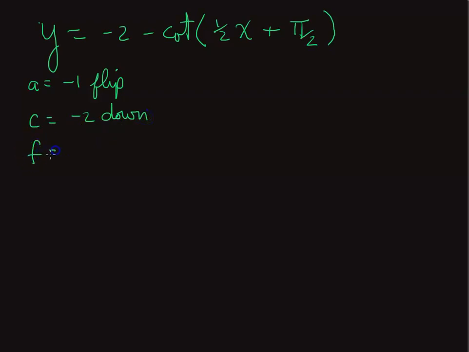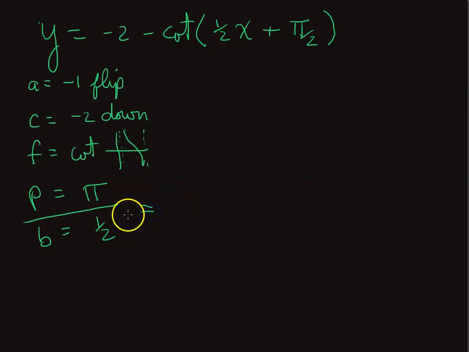What is the function? Cotangent, which looks like vertical asymptote right at the y-axis, one over here. Starts up and ends down, except this is going to be flipped. The period normally for the cotangent is pi. B in this case is 1/2. So now the period is inverted, multiply: 2 pi.